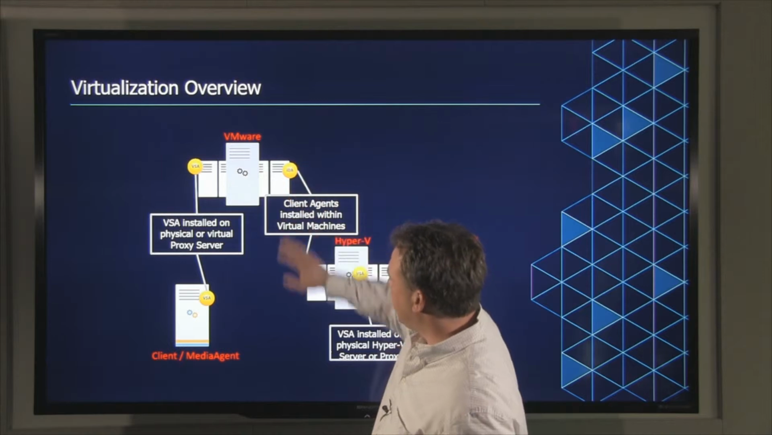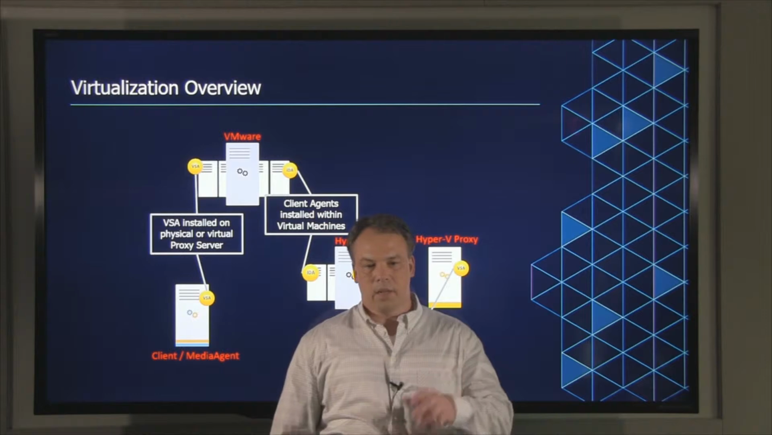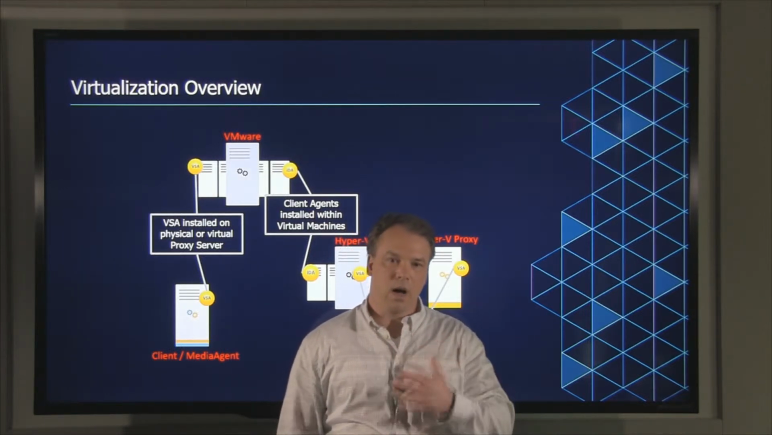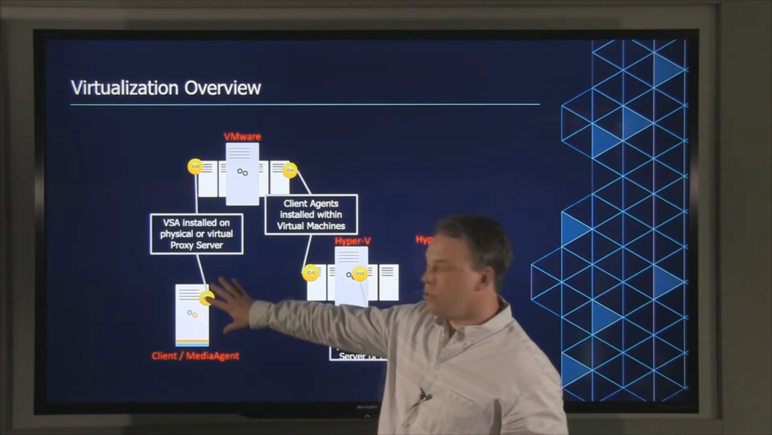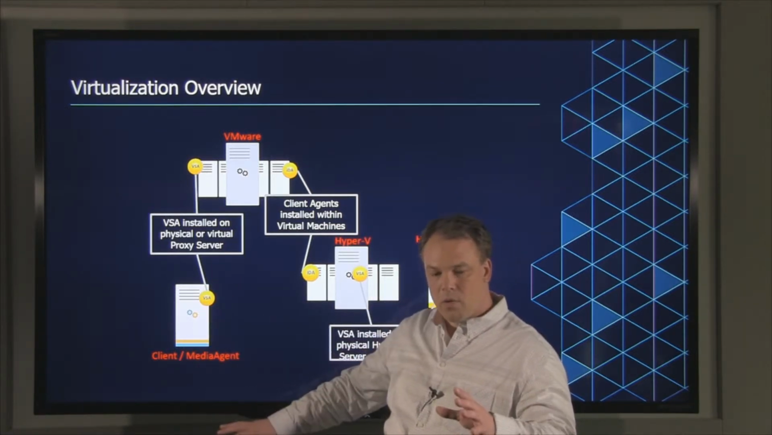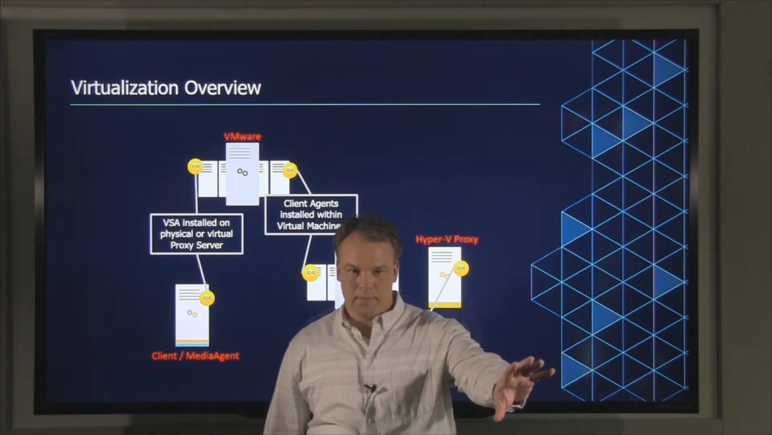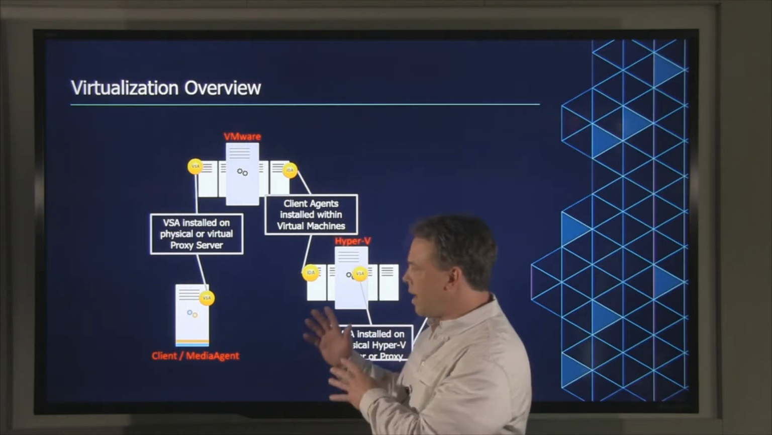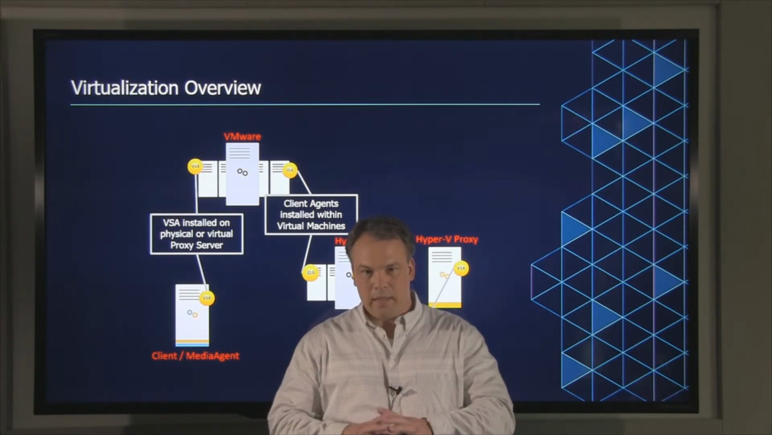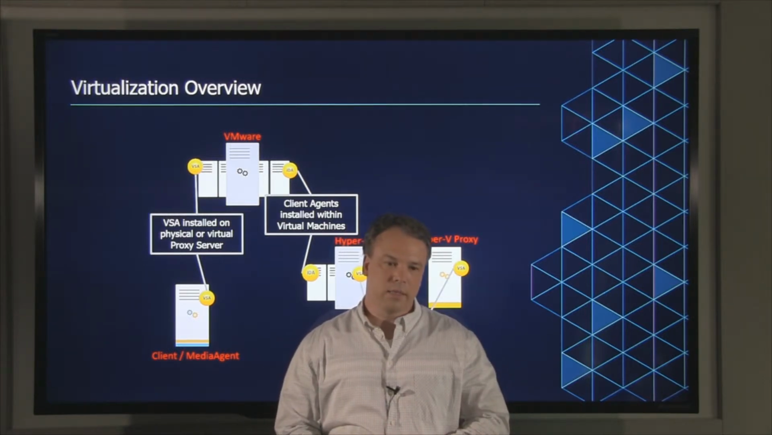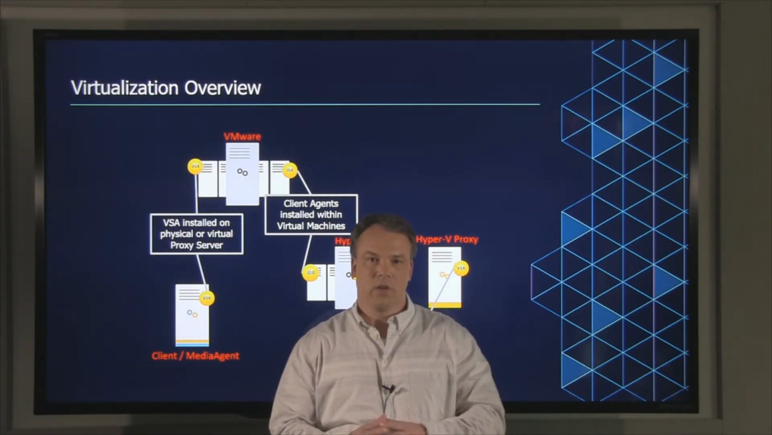You also have an option of putting agents on the guests themselves. And this is important to note because in some cases, actually putting the agent on the virtual machine will provide advantages over just using the virtual server agent. So you need to understand A, what's going on in that virtual machine, and B, what Commvault method is best to protect that data. I will state this, and I think this is a really important distinction between how Commvault protects virtual data versus others.